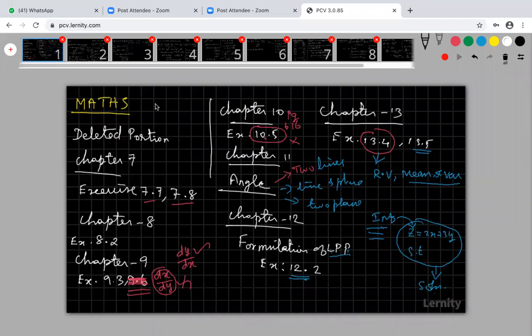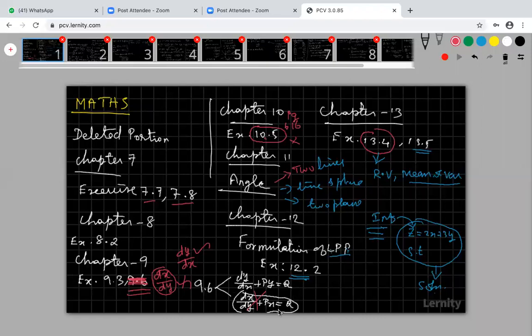In 9.6, we have two types of equations we are going to discuss: dy by dx plus Py equal to Q, and another one is dx by dy plus Px equal to Q. So this portion is deleted. This is not in our syllabus. Only this part of the questions in 9.6.